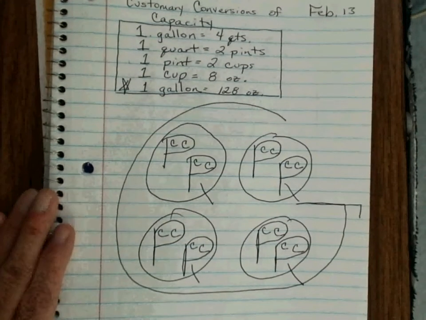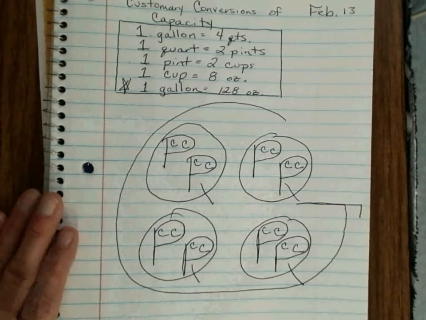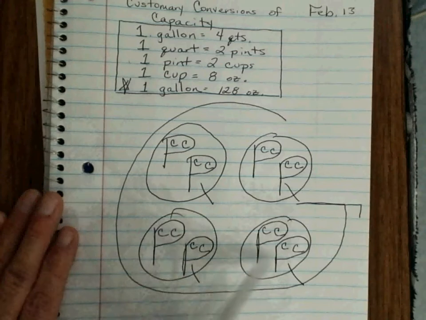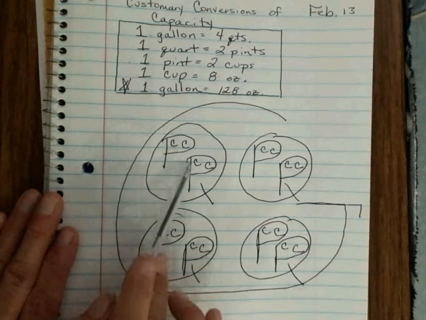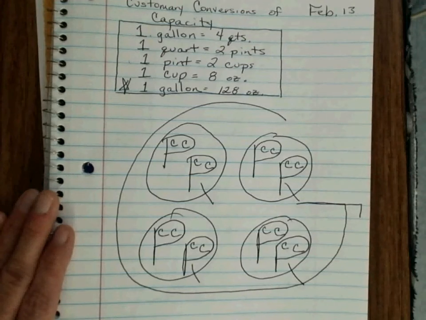So when we look at this, we can see that in a quart there will be 4 cups, right? And in a gallon, we can see 4 times 4. There's 16 cups in a gallon. So this is a very useful drawing.